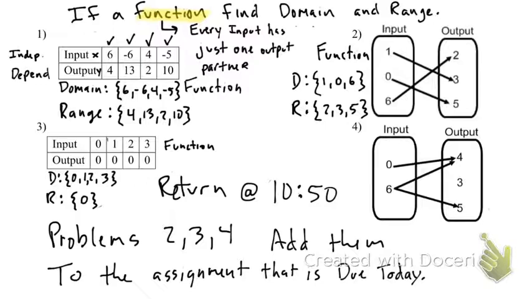All right, let's get over here to number 4, the last one we're going to do together. And in number 4, we check. 0 has one output, one partner. 6 actually has 2 partners, 4 and 5. This cannot happen. So this input cannot have 2. It cannot be in 2 spots at once. So therefore, this is not a function. Okay, and we're not going to put the domain in range for that one.